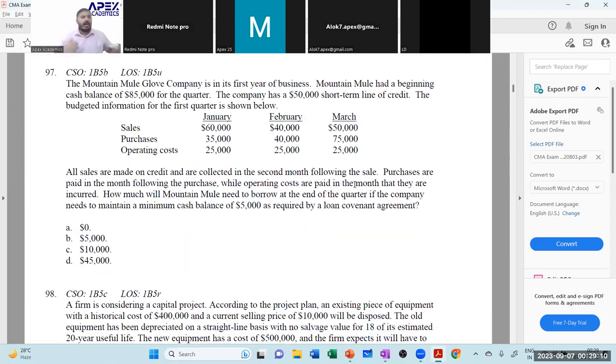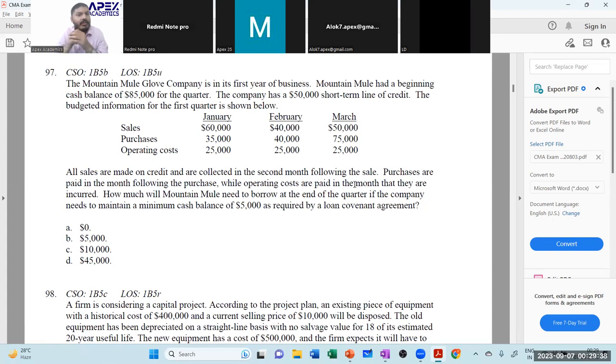97. Mountain Mule Glove Company is in its first year of business. There will be no opening stock. Why? It is in the first year of business. Whatever is the stock introduced is a purchase, it is not a stock. Mountain Mule had a beginning cash balance of 85 for the quarter. Cash introduced in business. The company has a 50,000 short-term line of credit. Means the company can take a loan of 50,000 anytime.